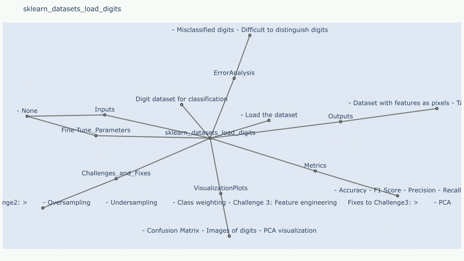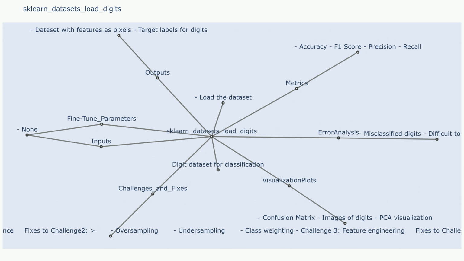Fixes to challenge 1. Data augmentation: generate synthetic samples of less frequent digits using techniques like rotations, translations, or image distortions. Class weights: assign higher weights to less frequent digits during training to balance their contribution to the model's loss function.